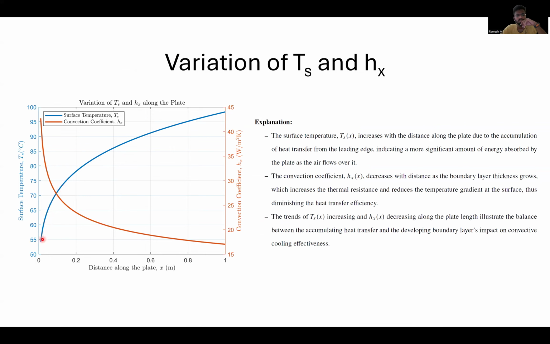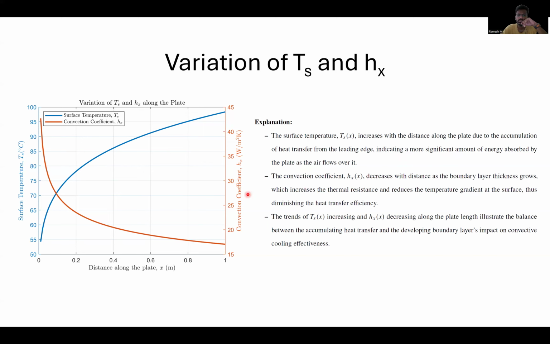The left side is surface temperature in degrees Celsius, and the right side is convection coefficient h. The bottom is the length of the plate. You can see there is an upward trend of surface temperature, and a downward trend of convection coefficient along the length of the plate. This is because as we move along the plate, the surface temperature increases due to the accumulation of heat transfer from the leading edge, indicating more energy is absorbed by the plate as the air flows over it.